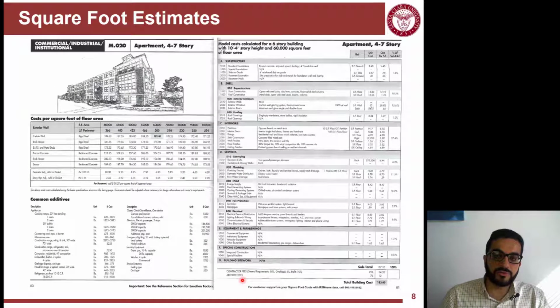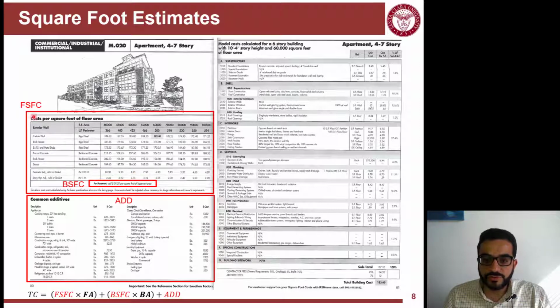So the left page is showing you the cost, square foot cost data for different configurations of it. And the right one is showing you a model of such calculation for this model, but for a specific case, like we'll see very soon. So the left page here is matching with the formula. So the floor square foot cost, this value from this table here, the basement square foot cost, just one line here, and there are multiple additives you can include in the estimate.